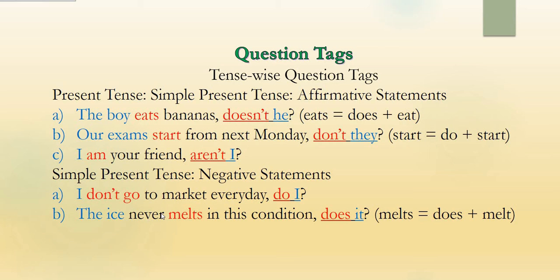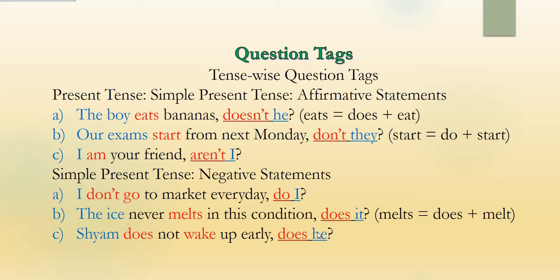Never makes this sentence negative. Melts should be broken up into its auxiliary verb form and root verb form. So we consider the ice as singular, so we use melts and it becomes like this: does plus melt. So we use does it. We have to remove not from here. Sham does not wake up early. Does he? Does not is removed.